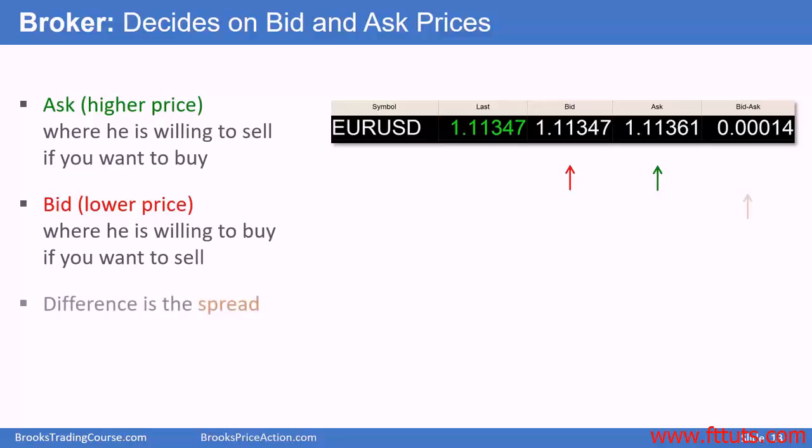The difference between the two prices is the spread. Here's the bid-ask spread. Here's the ask, you subtract the bid, and this is the spread. Here the spread is 1.4 pips.